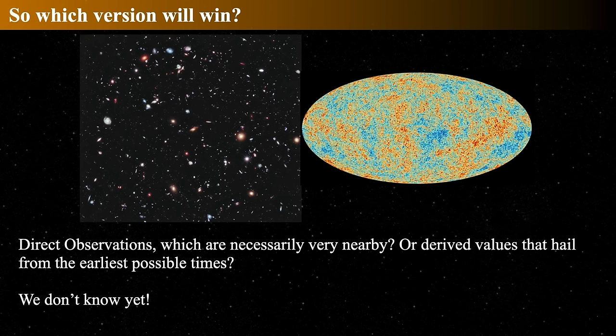So in the end, which version will win? The direct measurements, such as those of the Hubble Deep Field that we see on the left, or indirect observations, such as interpreting statistically the cosmic microwave background as seen here by the Planck telescope on the right? Which will win? We don't know. There'll probably be some modification of both understandings.